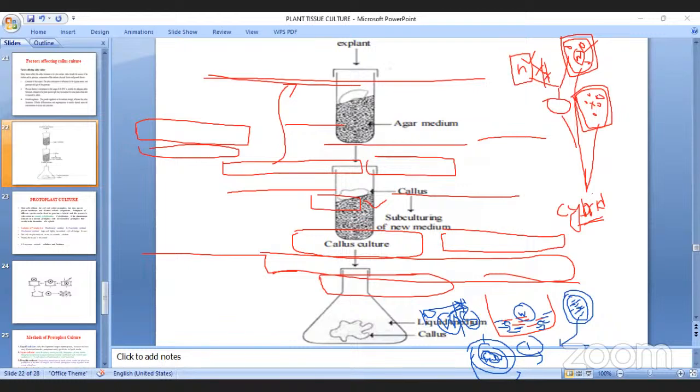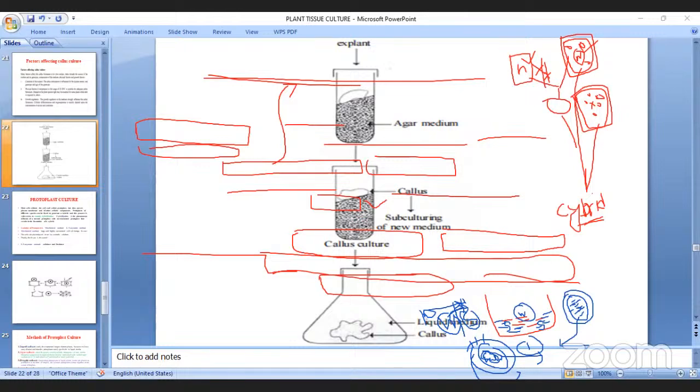Because from all cells we cannot get protoplasm, number one. And also this method is highly skillful and expensive. And it takes more time. That means you place the tissue in hypertonic solution, after shrinking, cut it with specialized scissors under the microscope. So this is very risky.